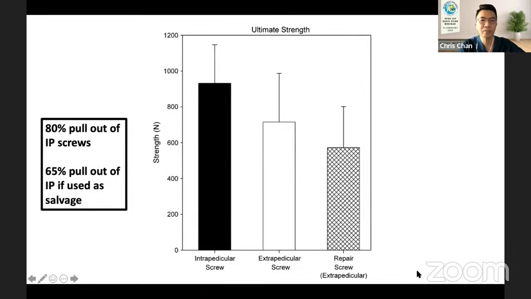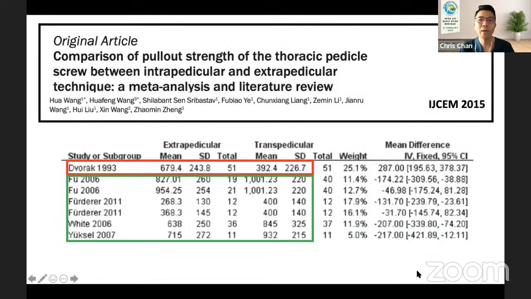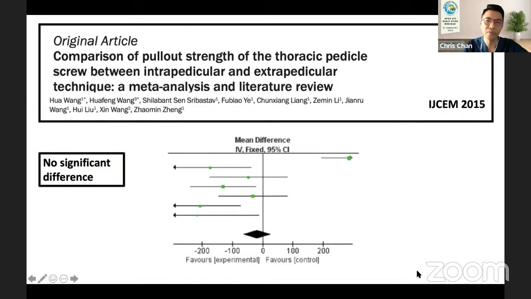And in this meta-analysis comparing intra and extrapedicular screws, there was only one study which shows that extrapedicular screw is stronger. The rest of the studies show that extrapedicular screws are actually weaker than transpedicular screws. But in the forest plot, there is no significant difference.